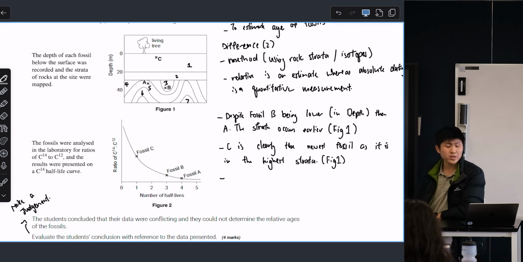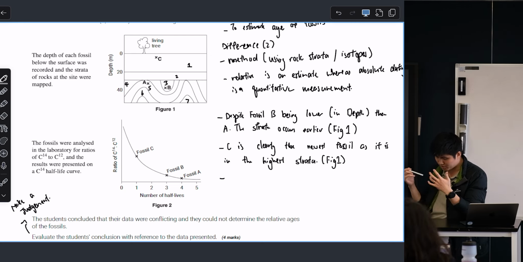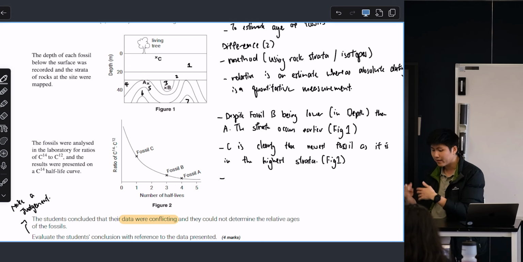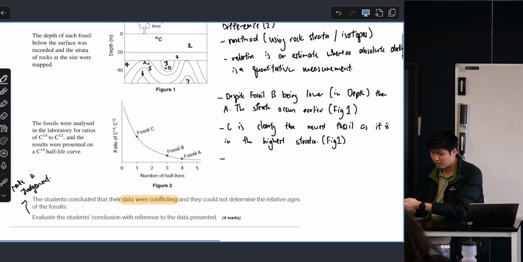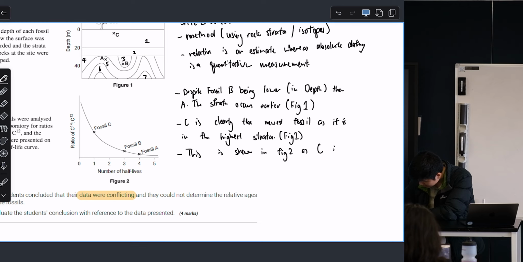Now, what I'm going to do is I'm going to start to link these two together because the student said that the data was conflicting, right? So I want to say that the data isn't conflicting. So I'm going to provide a reason for why what I see in B, or what I see in figure 1, is represented in figure 2, right? So I'm going to say this is shown in Fig 2 as C is the newest.